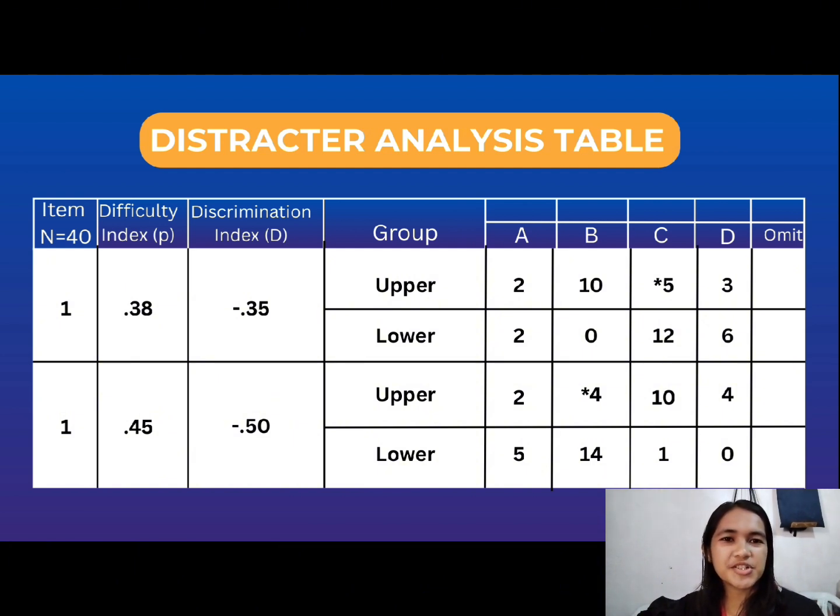Then number four, which items need to be revised? In this situation, both items need to be revised because they both have negative discrimination indices. This indicates that the items are not effectively differentiating between the high and the low performing students, suggesting flaws in the item design or the distractors.